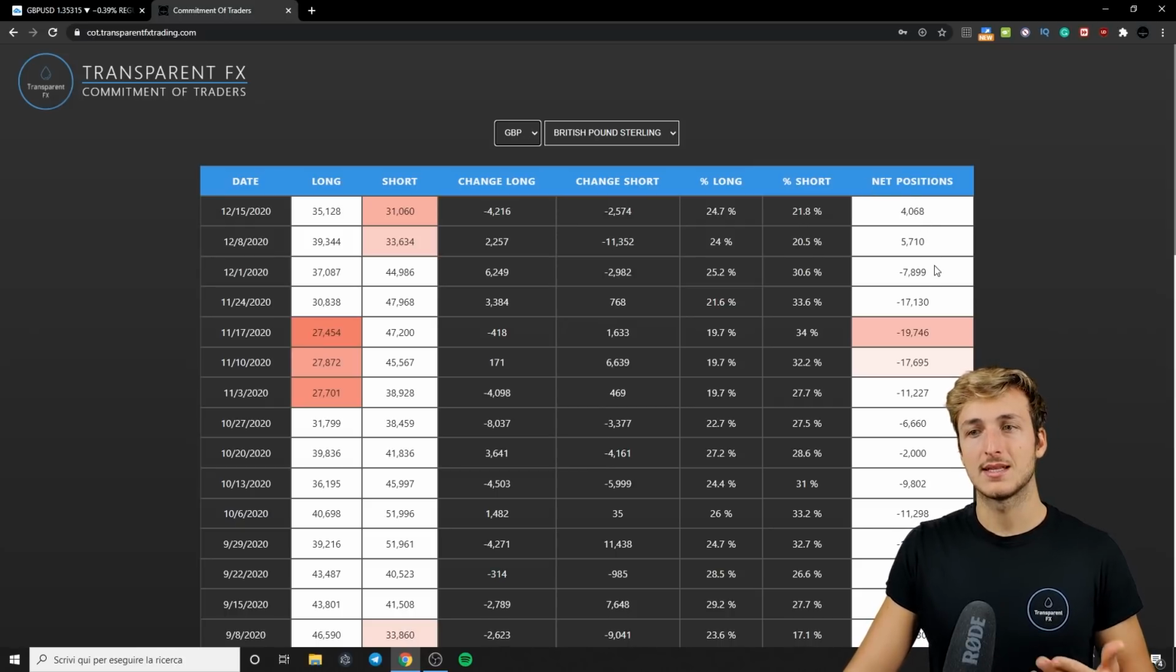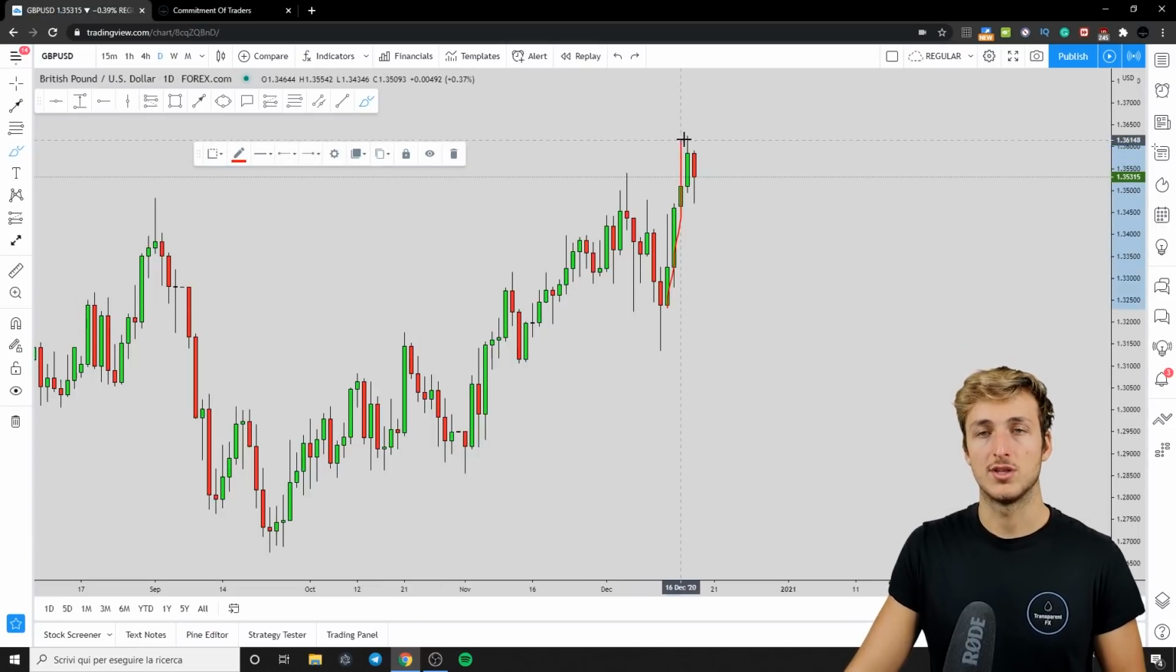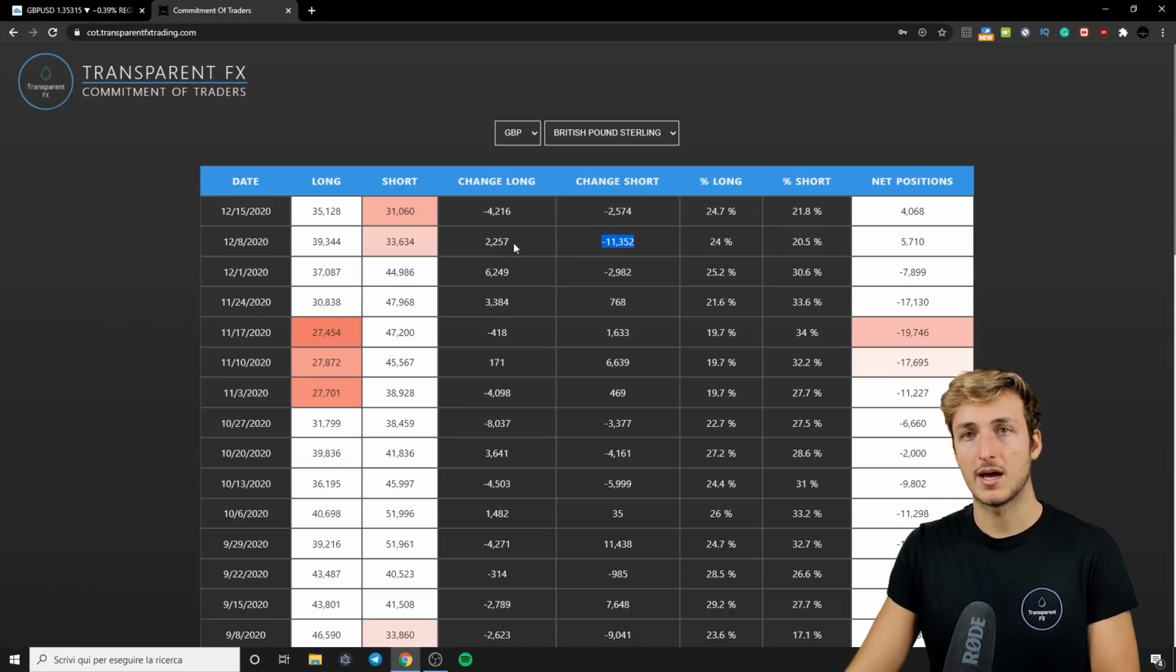And what we can see is that lately net positions have been increased. In fact, we went from having minus 19.7k net positions with 47.2k shorts and 27.4k longs, all the way up to having plus 5.7k net positions with an added 2.2k longs with the previous report and 11.3k shorts closed. So we had a quite strong pound going from a negative net positioning to a positive net positioning, and we did expect the market to create this move to the upside, which is in fact exactly what the market did, because clearly institutions were buying the pound.